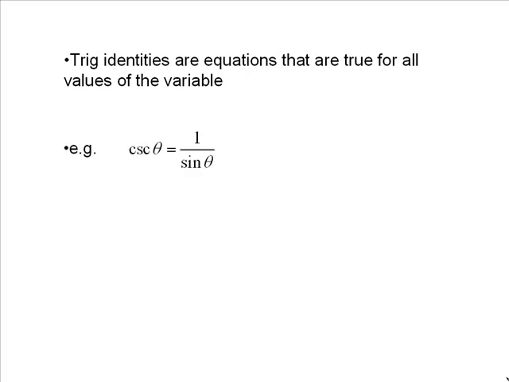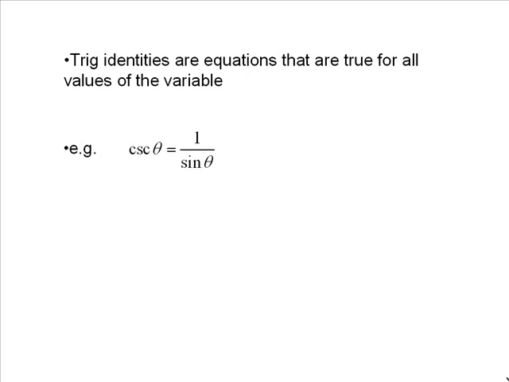And before we formalize all that, let's take a look at one we've seen before. Cosecant theta is equal to 1 over sine theta. We have worked with this, and we just thought of this as being a reciprocal relationship, which it is. But we also would call this a trig identity because it doesn't matter what value, what angle you put in for theta, this statement is always true.